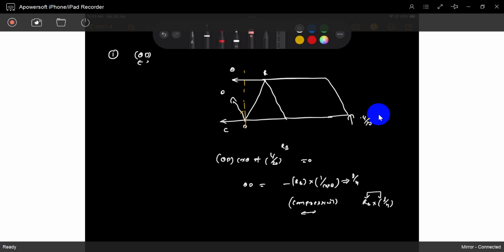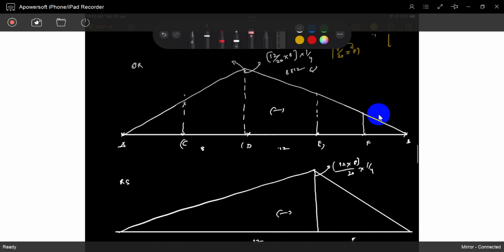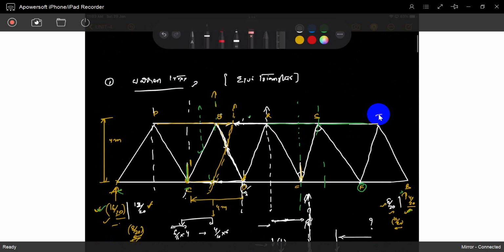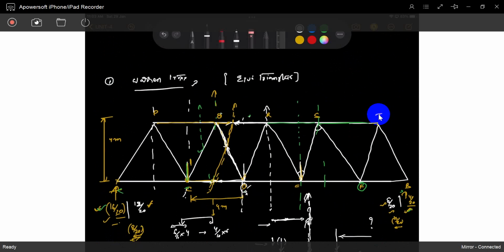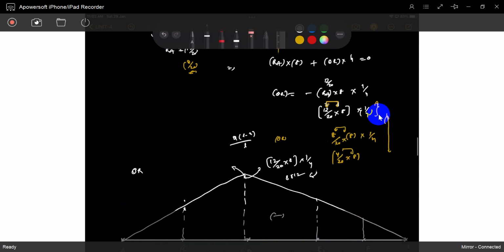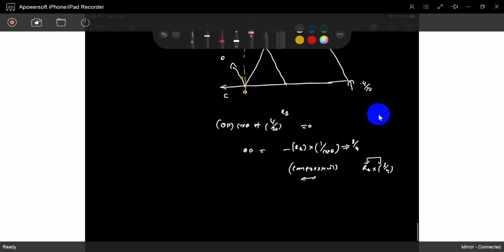That's it. So now you can observe it. The load is at D. So you have to choose the left part. Understood? You have to choose the left part. So what will happen? What will happen? Left part. You have to choose the left part.